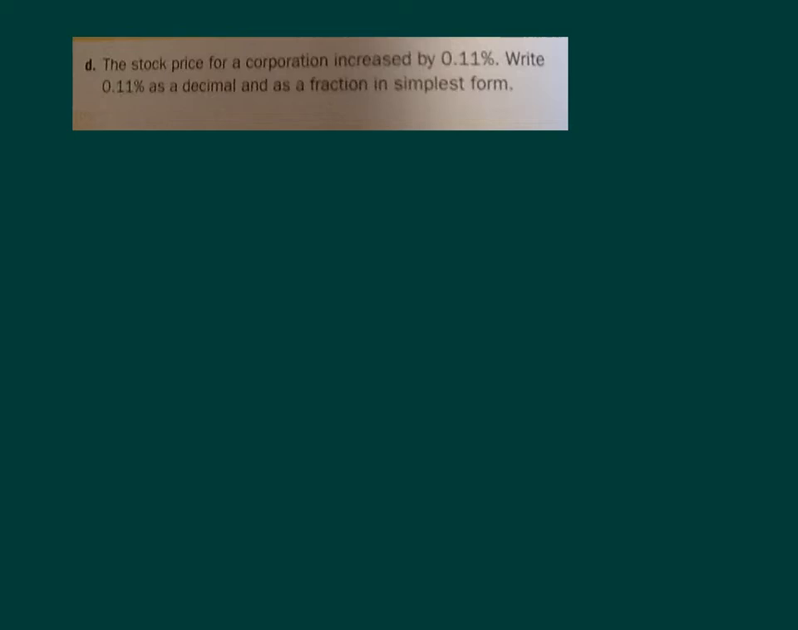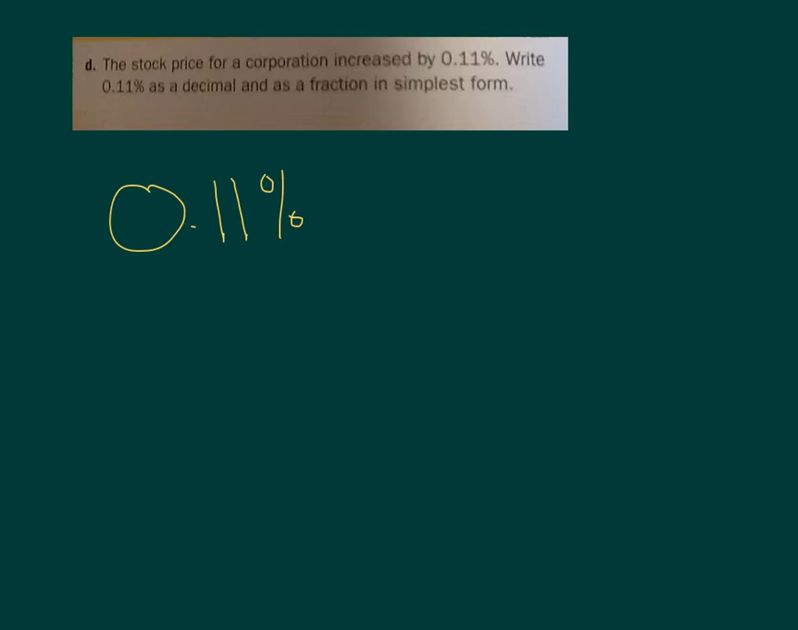The stock price for a corporation increased by 0.11%, or 11/100%. Write 11/100% as a decimal and then as a fraction in simplest form. Well, remember, if I have 0.11%, so 11/100%, I then want to write that as a decimal.